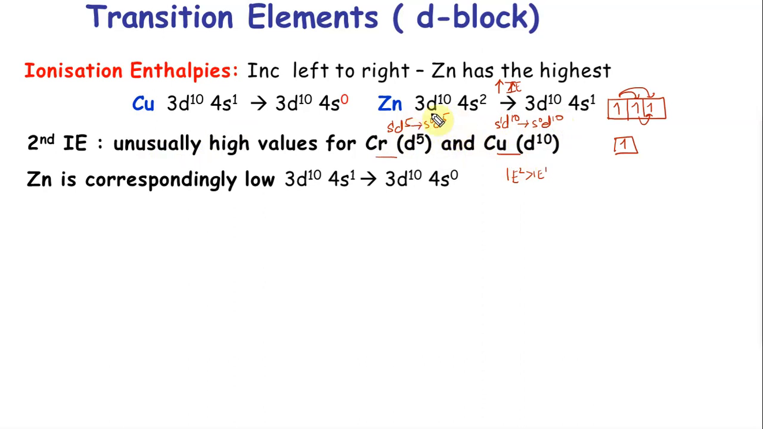Now second ionization energy has to remove one electron from here. This is going to be tough because this is half filled, this is fully filled. So for second ionization, first one zinc is high, second copper is high, and chromium is higher than expected. Zinc correspondingly has a low second ionization energy.